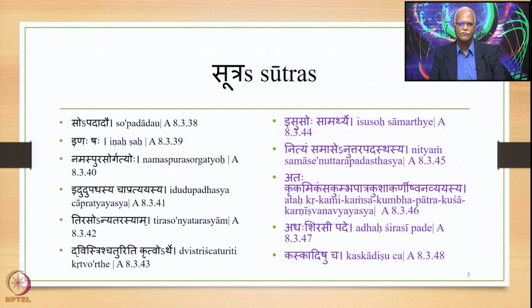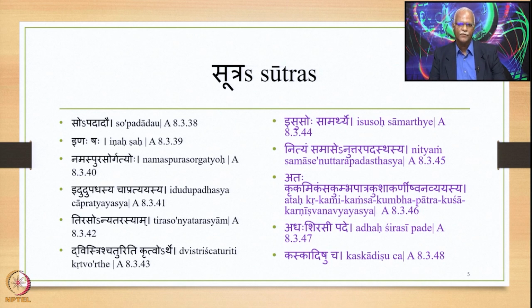In this second set, we have following sutras: Sopadadau 8338, Inashaha 8339, Namaspurasor Gatyoho 8340, Idudupadhasya Chapratyayasya 8341, Tirasonya Tarasyam 8342, Dvistrish Chaturiti Krutvorthe 8343. All these sutras we have studied in the previous lecture. Now in this coming lecture, we are going to study the remaining sutras in this particular set. They are Isusos Samarthye 8344, Nityam Samase Anuttarapadasthasya 8345, Atah Krikami Kamsa Kumbha Patra Kushakarni Shvanavyayasya 8346, Adhashirasi Pade 8347, and finally Kaskadishucha 8348.